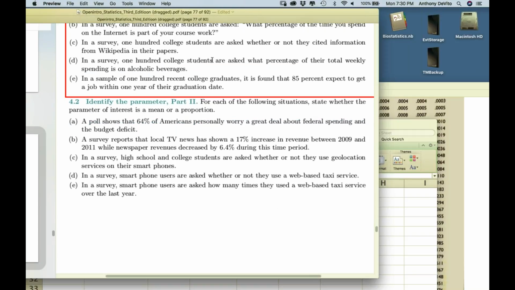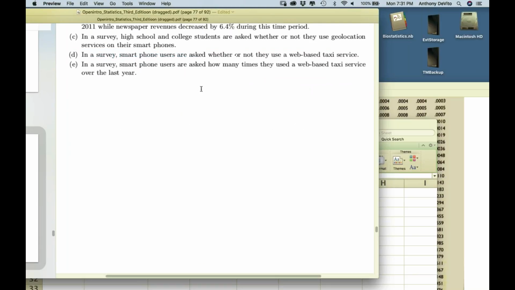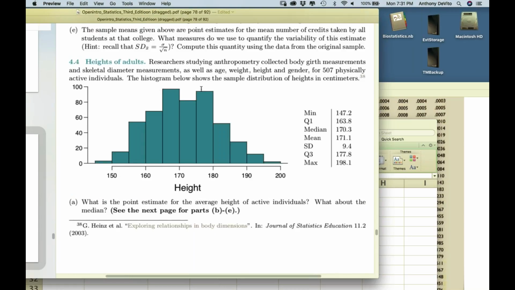In a survey, 100 college students are asked what percentage of their total weekly spending is on alcoholic beverages. Again, they're asking them to report a number, a percentage, but not a yes or a no. In a sample of 100 recent college graduates, it's found that 85% expect to get a job within 1 year of their graduation date. So in other words, 85% of them say, yeah, I'm going to get a job within a year. 15% of them didn't say that. So that's a proportion as well. Okay, a little tricky, right? But I just wanted to go through those quickly.